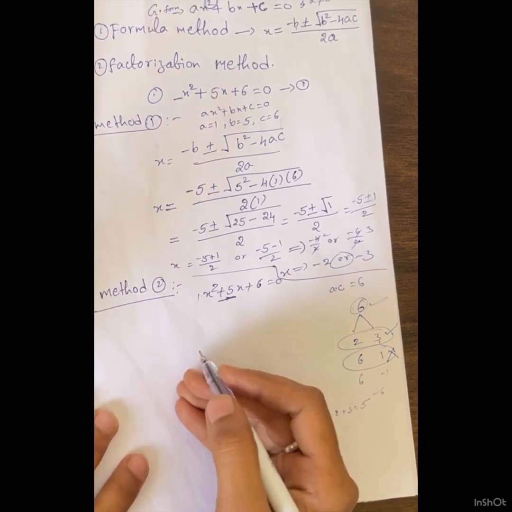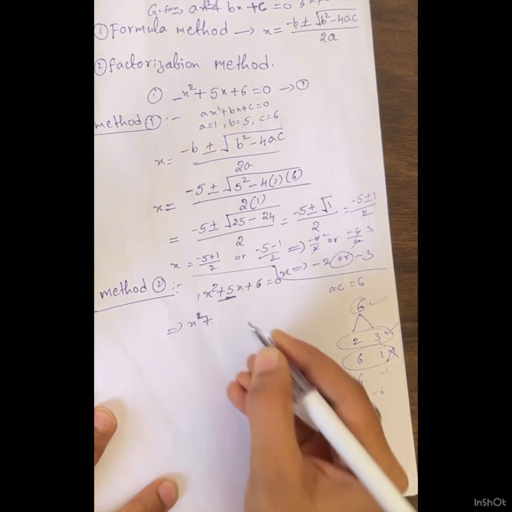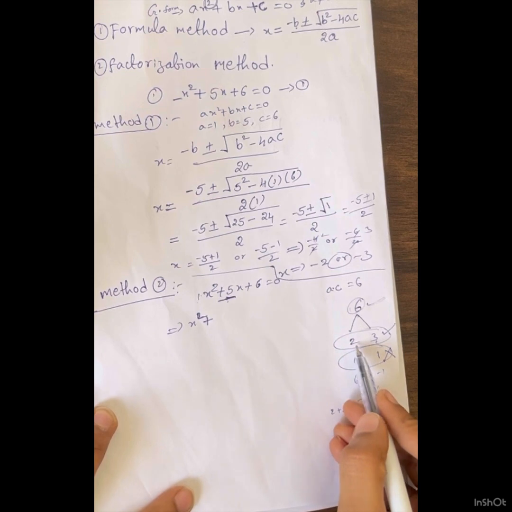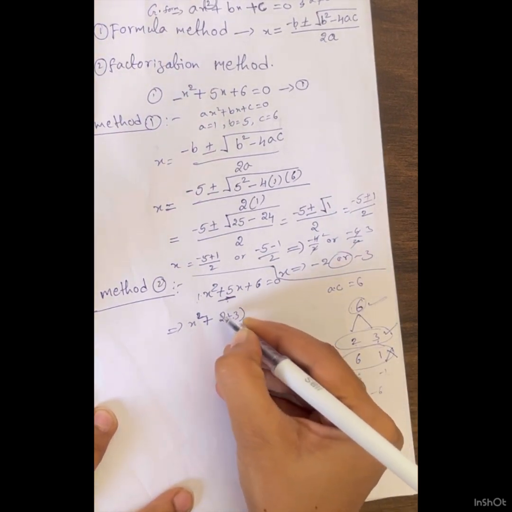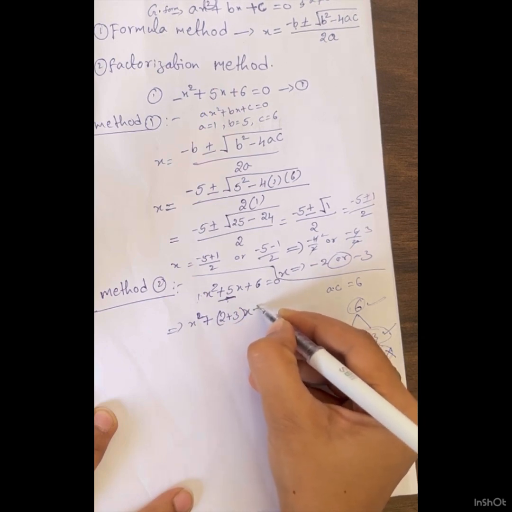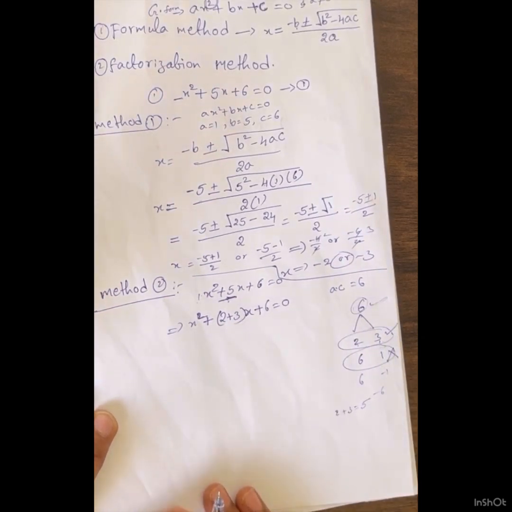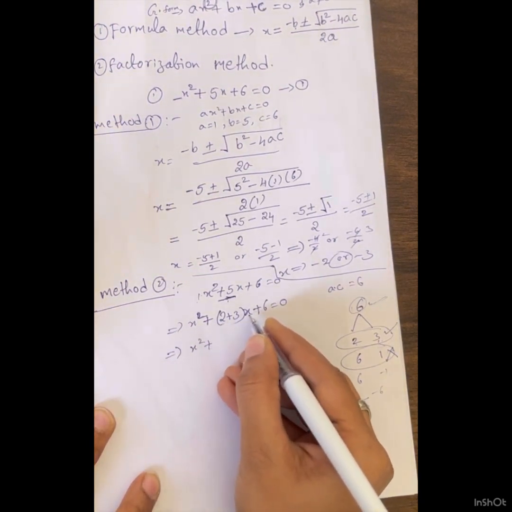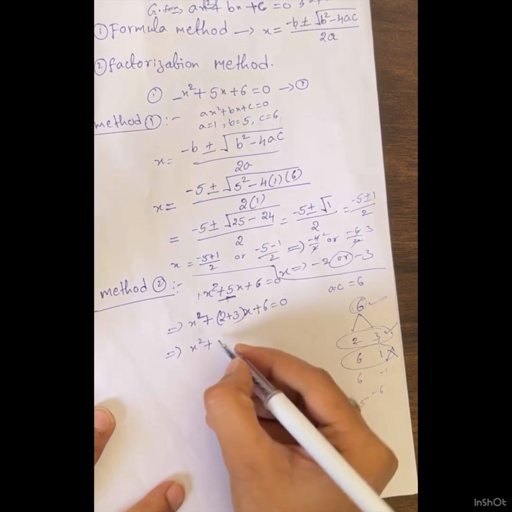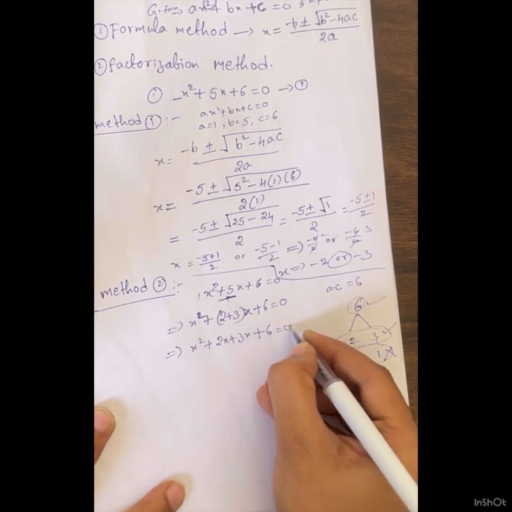So how to write the next step: x square plus, in place of 5x, write down (2 plus 3)x plus 6 equal to 0. In place of 5, write down 2 plus 3. And x square plus, split this x into 2x and 3x also: 2x plus 3x plus 6 equal to 0.